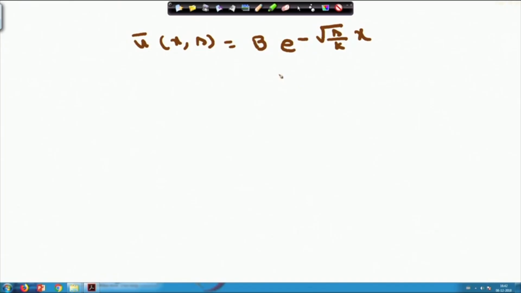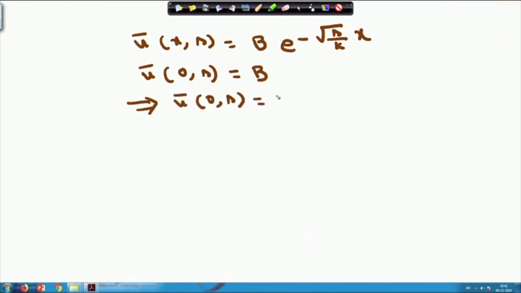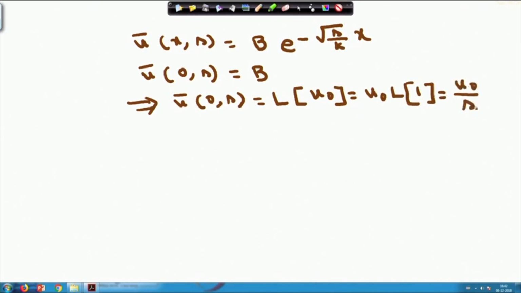So, now I have to find out the value of b also. Since u bar at 0 equals u naught, you can tell that u bar(0, s) will be equal to b. What does u bar(0, s) mean? It means the Laplace transform of u naught, where u naught is constant. You can bring it outside the Laplace transform of 1, and the Laplace transform of 1 is 1 by s. Therefore, u bar(0, s) is equal to u naught by s.